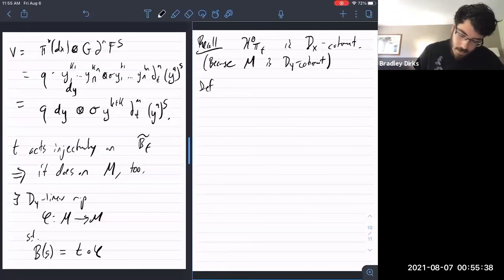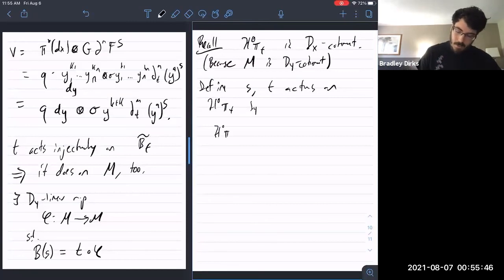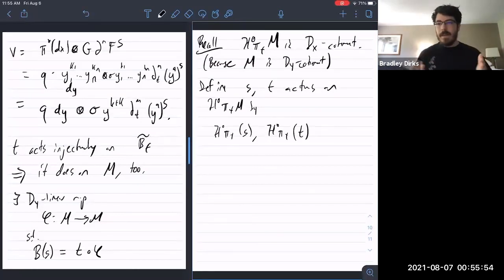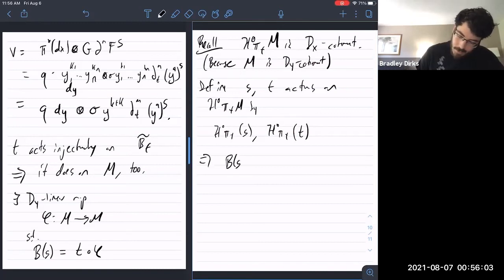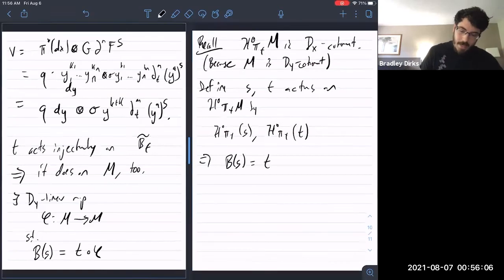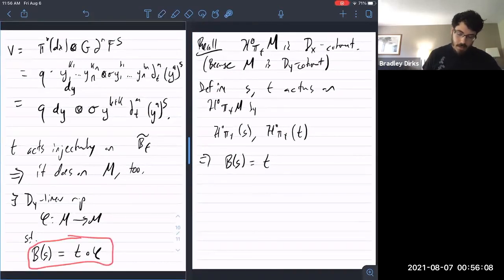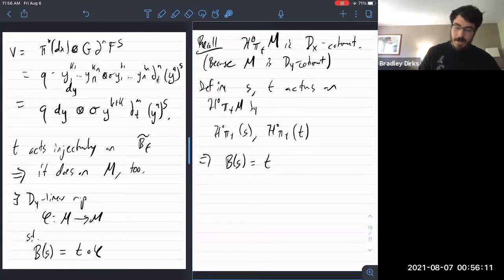So we can define S and T actions on H^0 pi lower plus of M, by this and by this. And they satisfy the same thing where T of S is S plus 1 of T. Okay. And so that means BS is equal to, if we apply H^0 pi lower plus to this, by functoriality and the way that we define the action on S and T, this is just H^0 pi lower plus of phi.